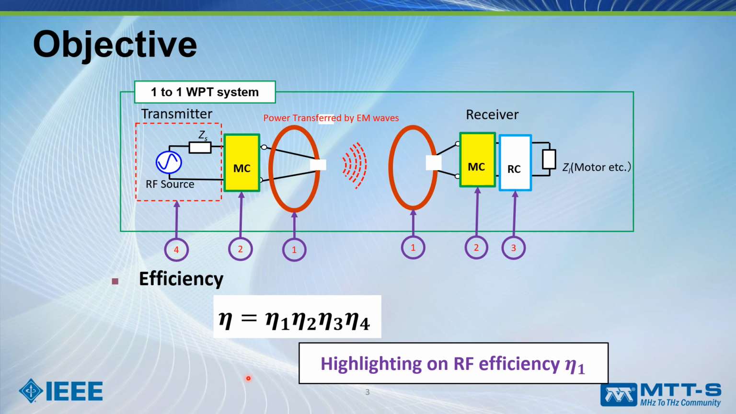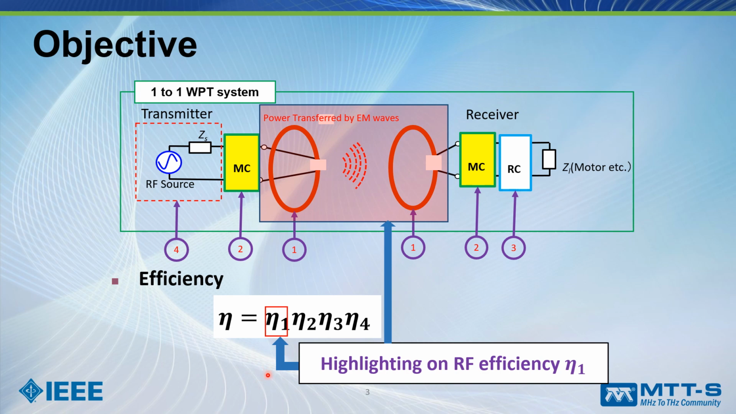So this lecture is only focused on the efficiency of eta 1. It means the efficiency between the transmitting element and the receiving element.